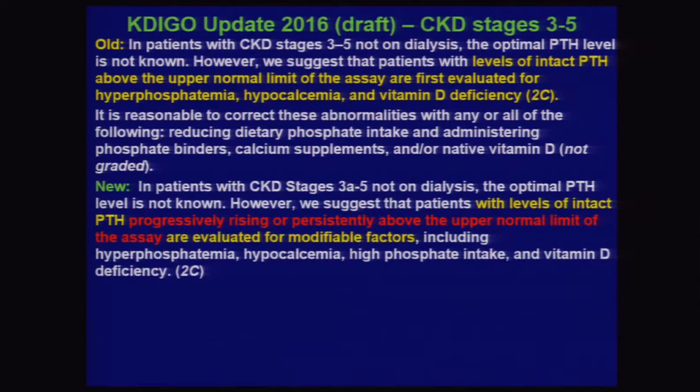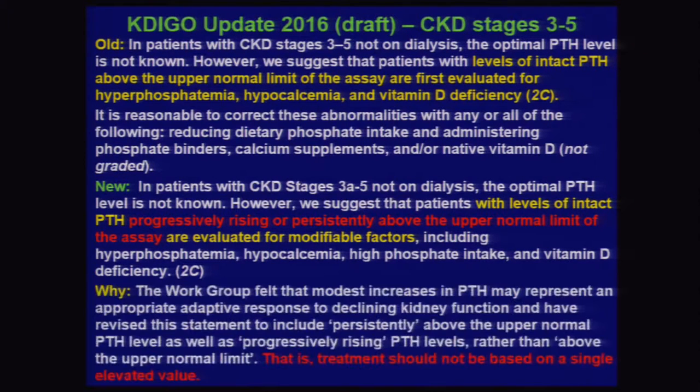The 2016 update to this guideline is as follows. In patients with CKD stages 3A through 5 not on dialysis, the optimal PTH level is not known. However, we suggest that patients with levels of intact PTH that are progressively rising or persistently above the upper limit of normal for the assay are evaluated for modifiable factors, including hyperphosphatemia, hypocalcemia, high phosphate intake, and vitamin D deficiency.